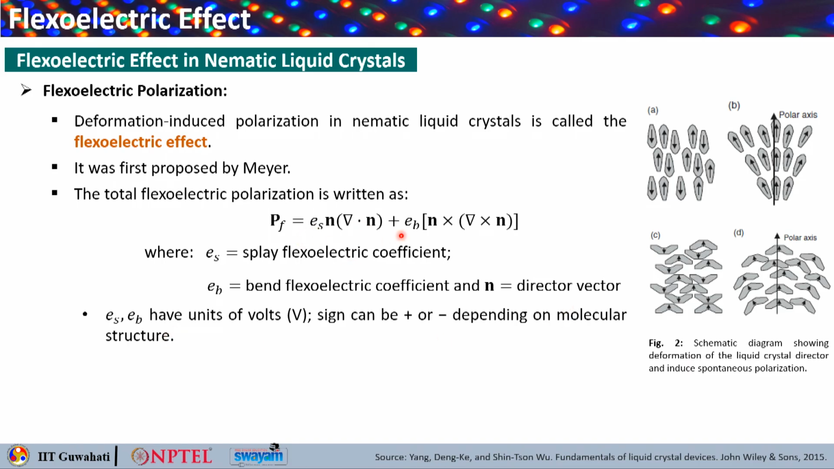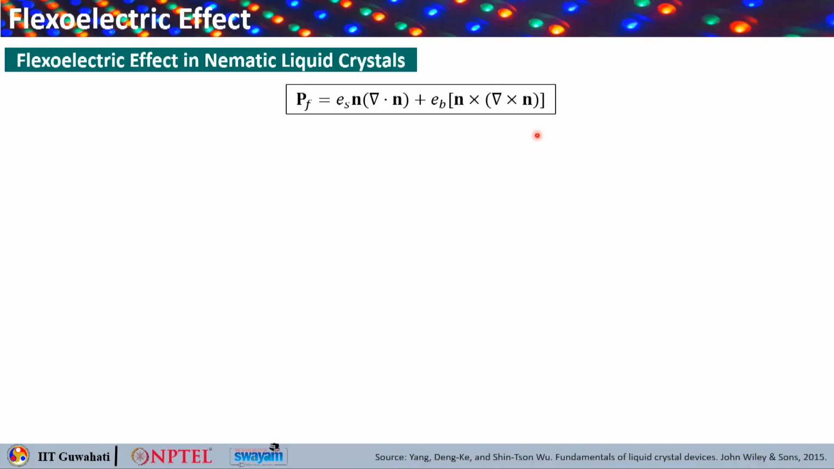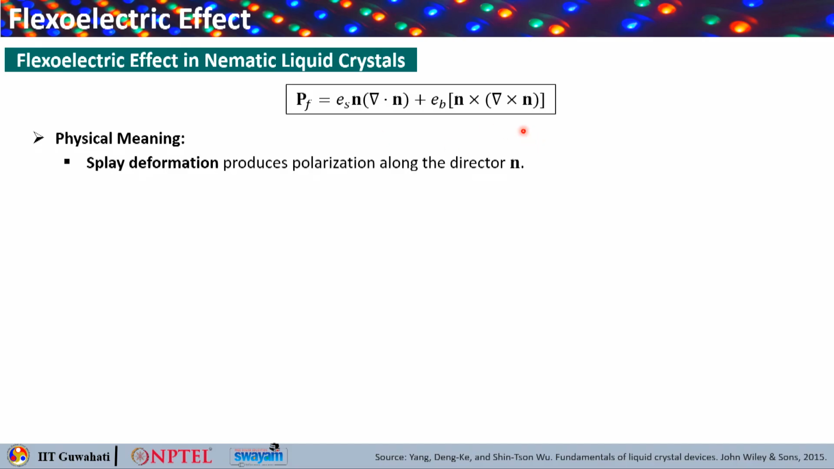So these coefficients, ES and EB, will have units of volt, and the sign can be plus or minus depending on the molecular structure. So what we understood is that this is the flexoelectric effect in nematic liquid crystals. What is the physical meaning of this equation? It tells you that the splay deformation produces polarization along the director. That's why it is in the same direction.